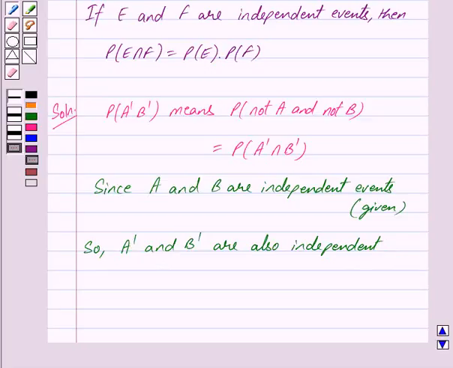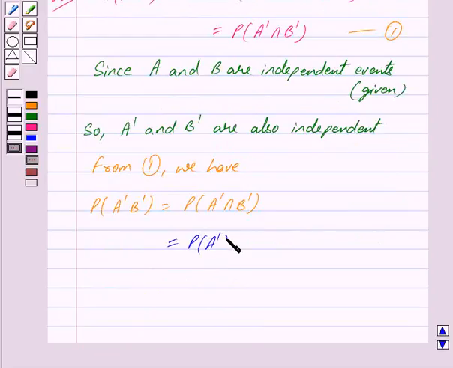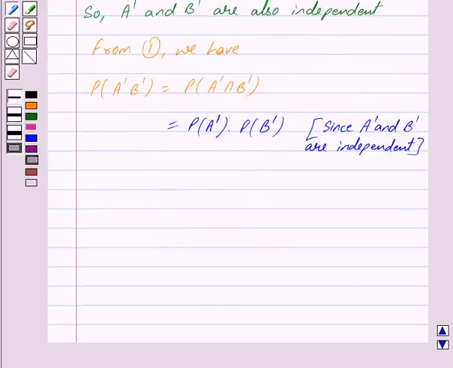Now by key idea we know that if E and F are two independent events, then we have probability of E intersection F is equal to probability of E into probability of F. So from this equation 1 we have probability of A complement intersection B complement is equal to probability of A complement into probability of B complement. Since A complement and B complement are independent, this is equal to probability of A complement is equal to 1 minus probability of A into probability of B complement is equal to 1 minus probability of B.